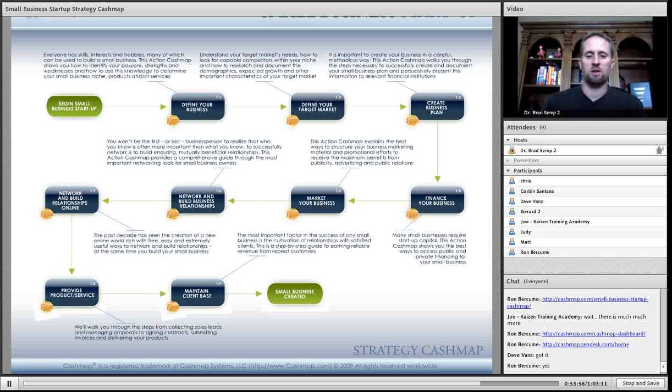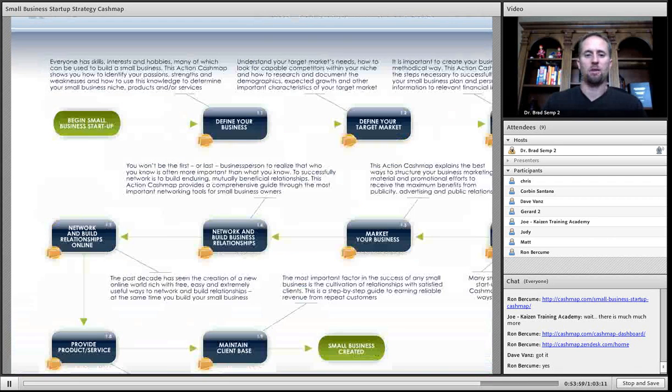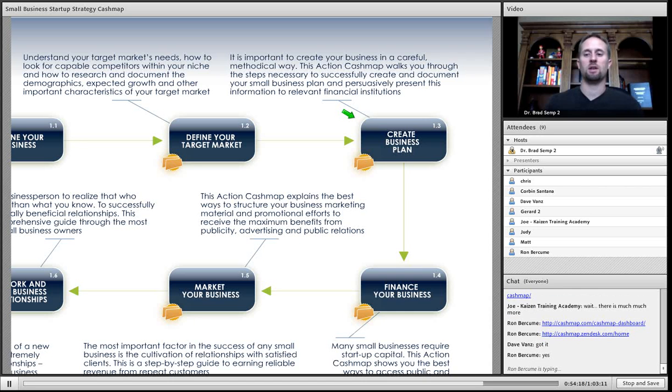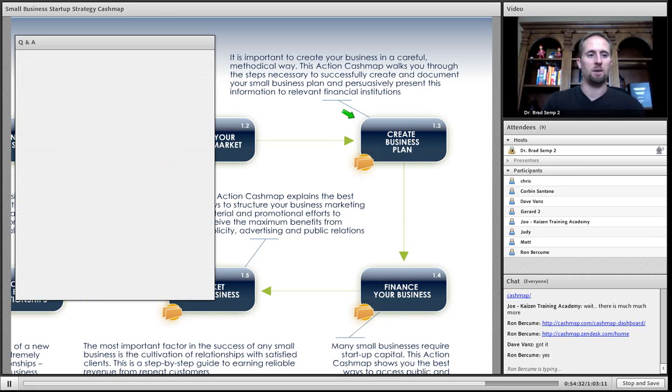Back on the strategy Cash Map, right here, step 1.3 is create a business plan. Okay, so it's this step right here. Now, as we talked about, we talked about one level of what it takes to create the business plan. Our business plan writing Cash Map actually goes into the nitty-gritty details. So it would actually be kind of like a supplement to this step right here. It would take this particular step and dive into detail. That's what the business plan writing Cash Map does.